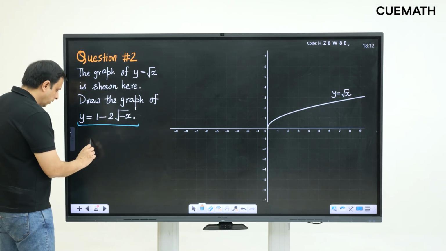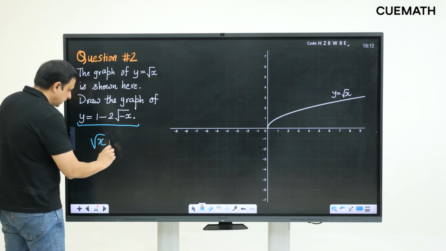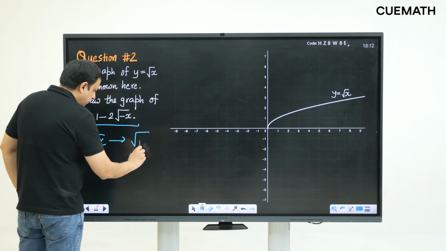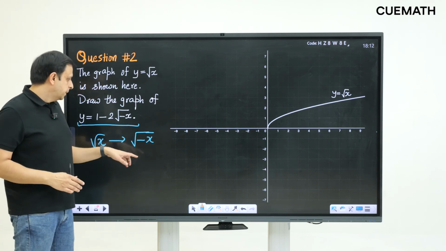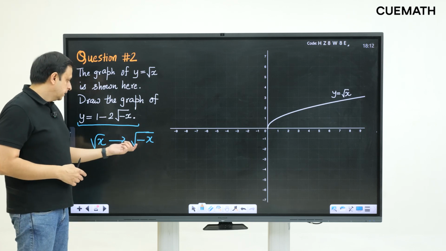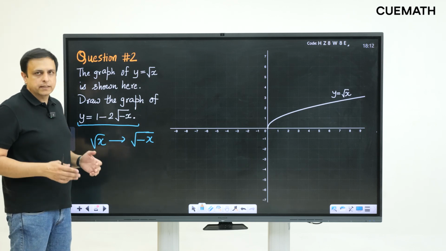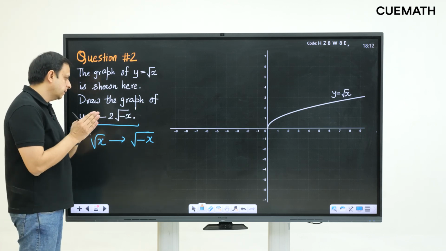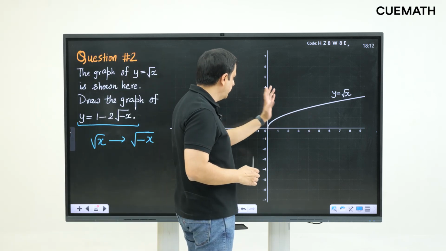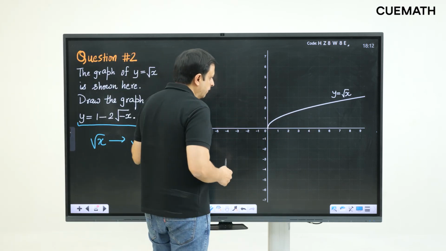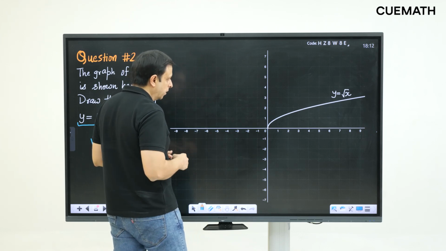So, first what we will do is from root of x we will plot minus root of minus x. And what should this be? We have already seen this elsewhere. We are replacing x with minus x. So, this should be a reflection about the y axis. So, this graph should reflect about the y axis to give us the graph of y equal to root of minus x.